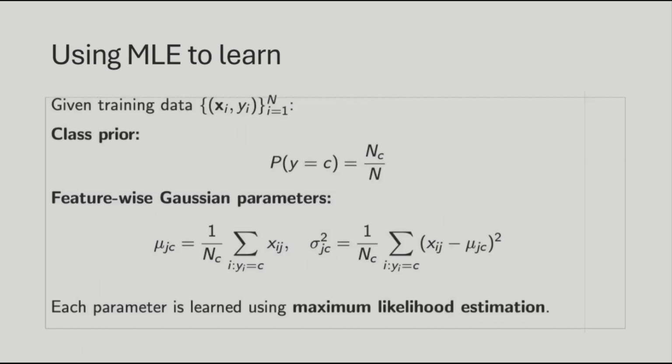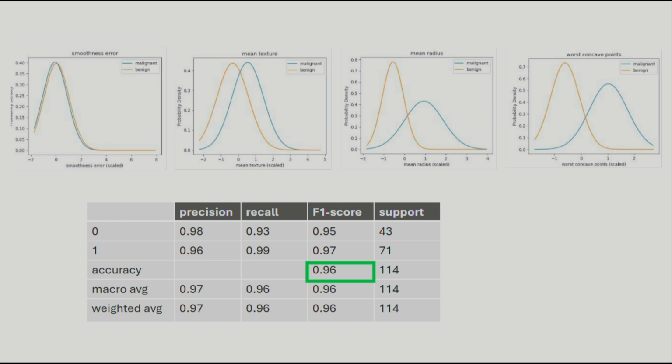To learn the prior and the Gaussian parameters, we simply use the MLE calculated from the sample. We go feature by feature and create many different feature-specific distributions to compare under different classifiers. Using Gaussian naive Bayes resulted in an F1 score of 0.96, and also along the way produced some distributions of features we can look at.